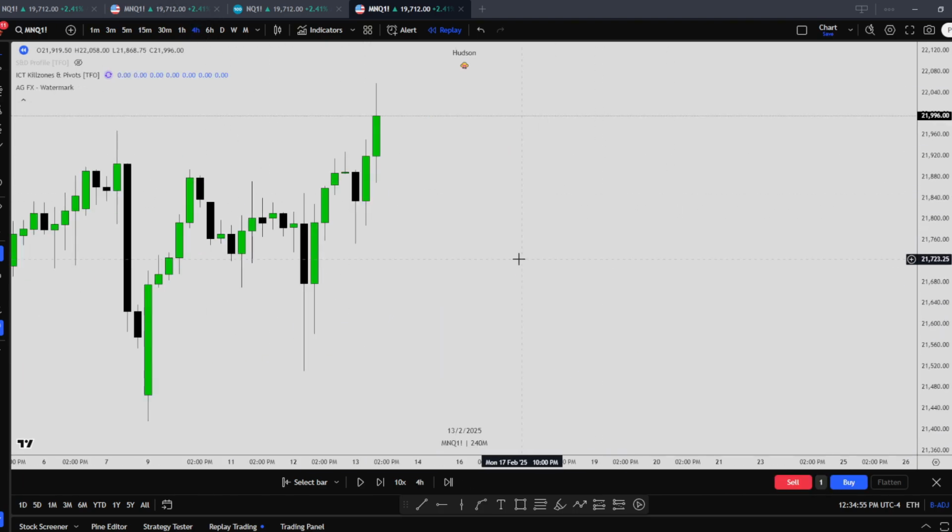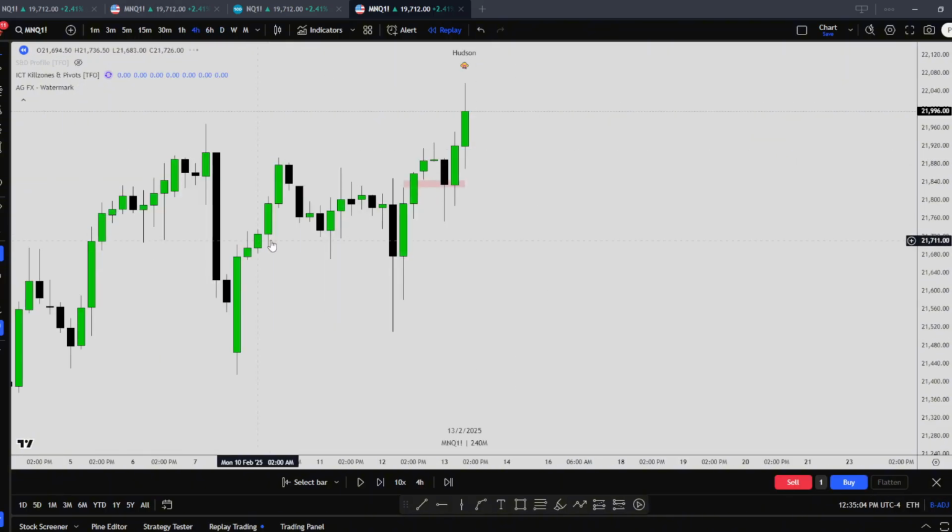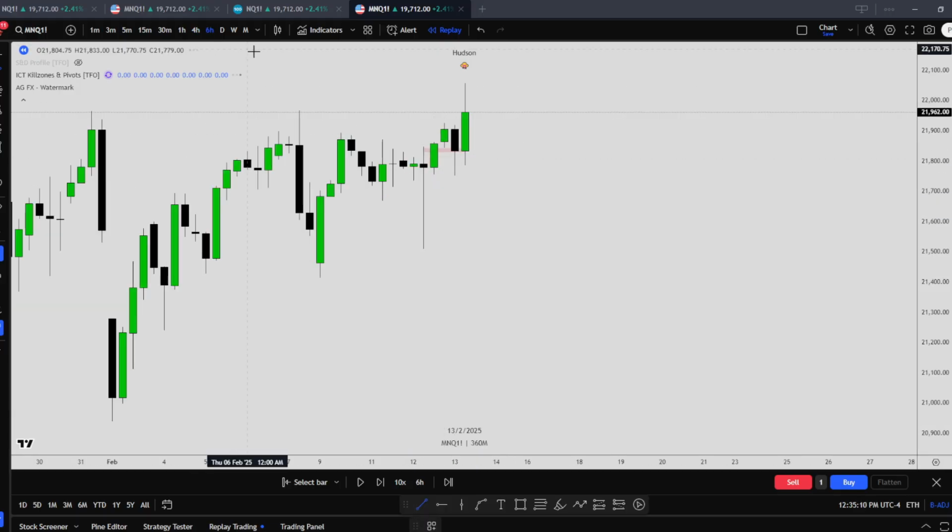So let's go to the 4 hour. What do we have here? A 4 hour fair value gap, right? Let's go to the daily to see what we're working. Oh, chop, never mind. I wouldn't even look at the daily there, right? And what hasn't happened yet? We haven't taken this high right here. If we go to the 6 hour, yeah, we haven't taken this 6 hour high.